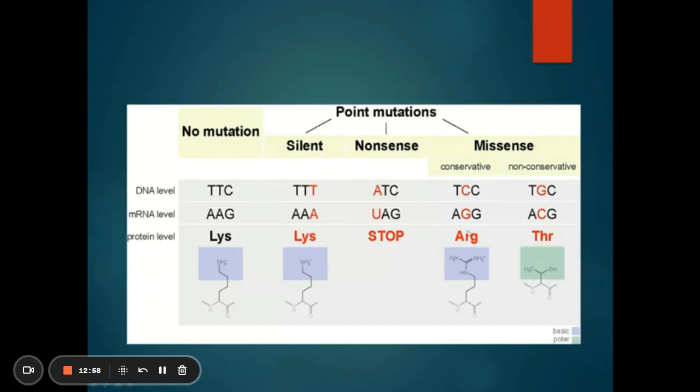Now, is that always bad? Well, here you have 2 different kinds, conservative and non-conservative. It depends, right? If you were changing from a lysine, which is shown right here, to an arginine, heck, they look pretty much the same, don't they? So the cell might not really care and fold it the same way. The protein might fold in the same way. However, if you change from lysine to threonine, this looks pretty different. And so the protein may not fold the same way.